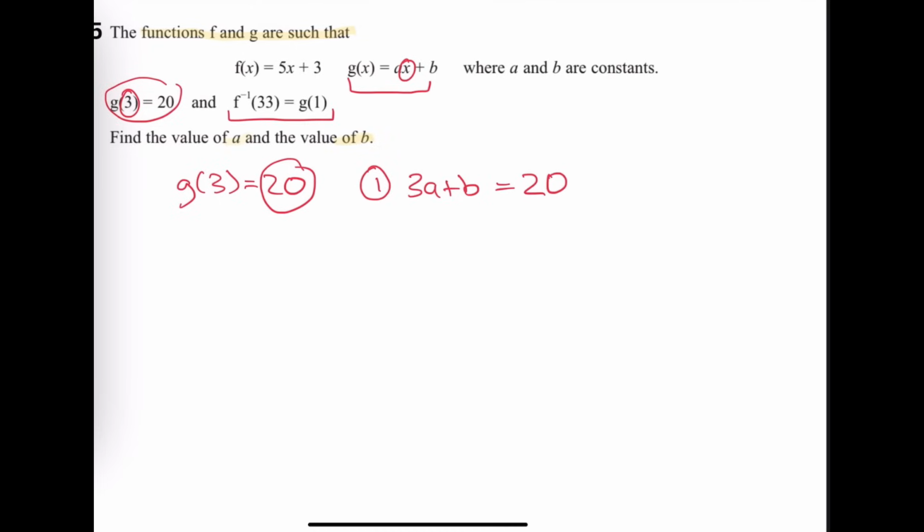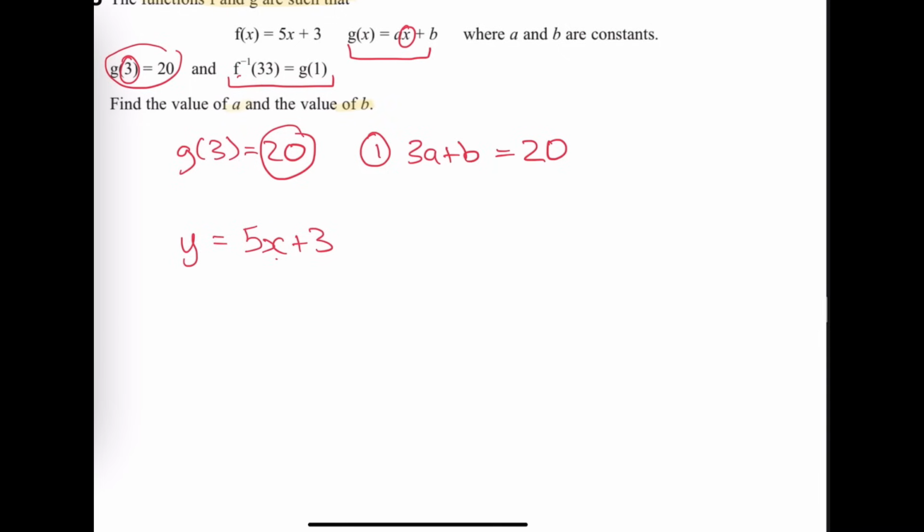Now we are going to use the other piece of information, the inverse of f. So let's start by finding what the inverse of f is. How I do this is I change f(x) to a y to make it easier, so y equals 5x plus 3. Now all we have to do is make x the subject. If you do this in a different color, to make x the subject, we'll put 3 to the other side.